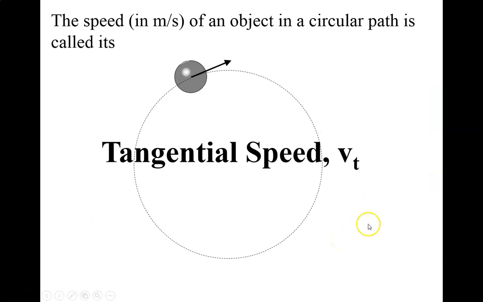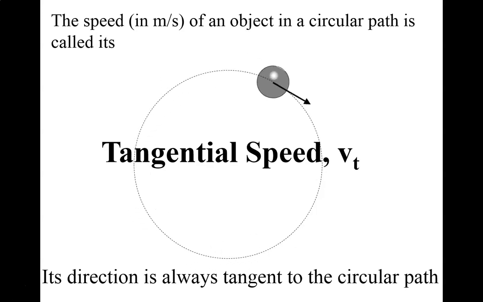Okay? So when something is moving around in a circle, it does have a meters per second speed. I mean, it is moving meters. It's traveling meters in time. That speed is called the tangential speed. So we're going to talk about the tangential speed and then the rotational speed, and they're separate things. Okay, so that has both a tangential speed and a rotational speed.